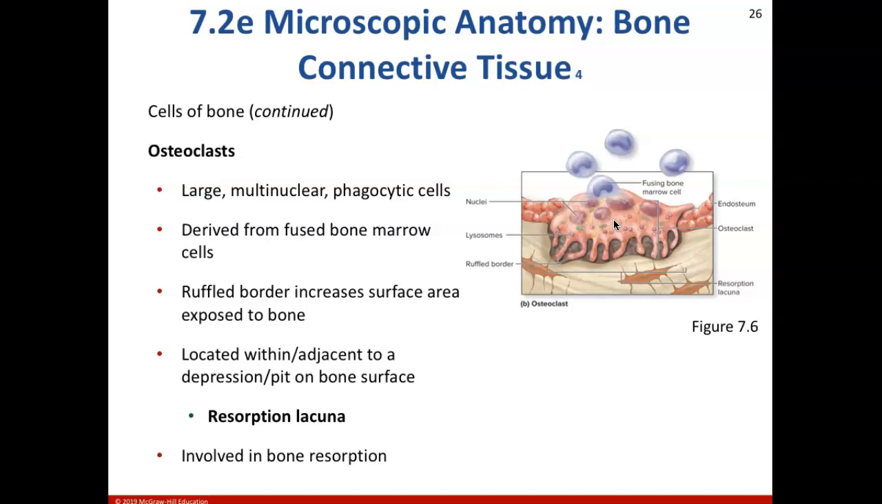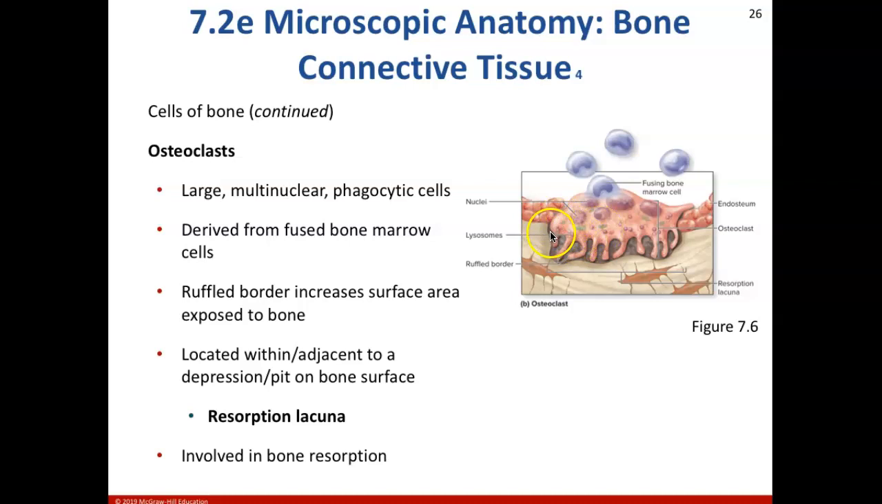So I know we haven't gotten into our blood cells just yet, but if you're a little bit familiar from maybe a previous biology class, our osteoclasts come from monocytes, which is a white blood cell, and that white blood cell monocyte can differentiate into a macrophage. So that's where it gets its phagocytic quality from.